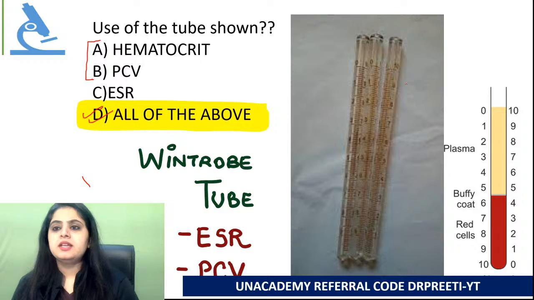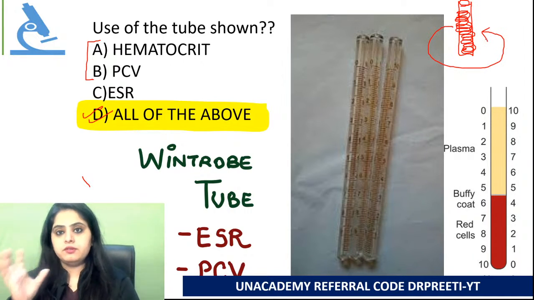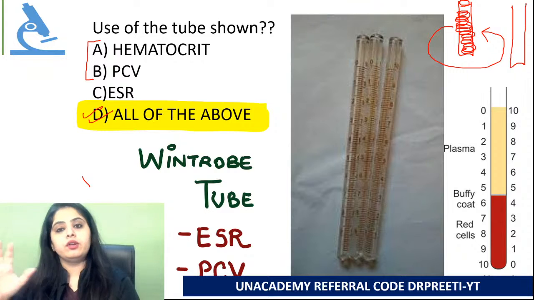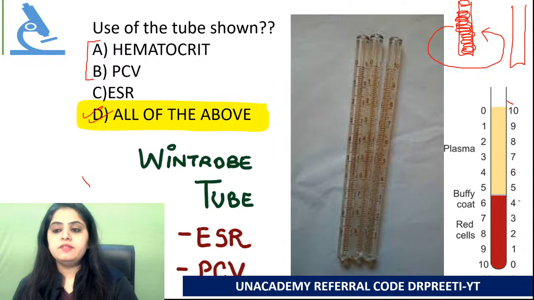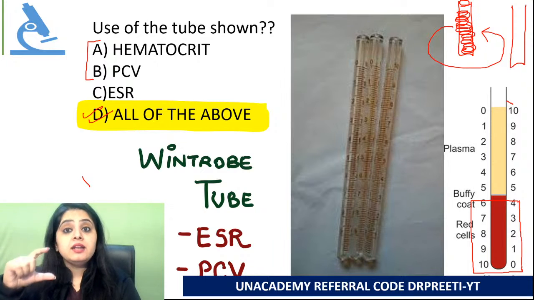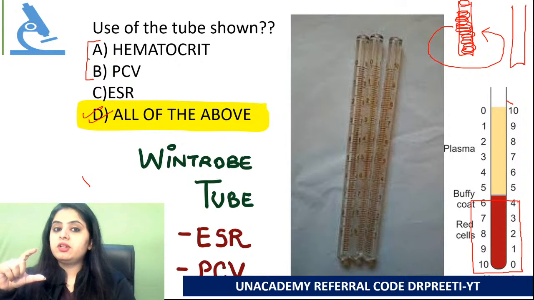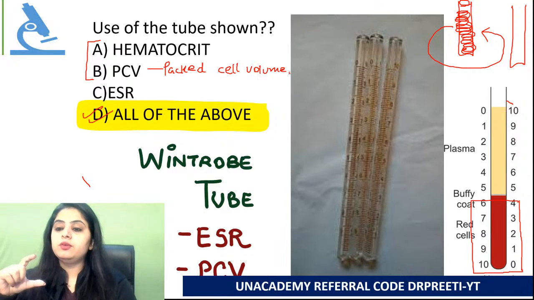Common sense. I collected blood in this tube, and many a time we spin it, we centrifuge it, or we can just let it settle on its own. You leave it for 1 hour in the lab. After 1 hour, obviously all the heavy cells will settle at the bottom. All the red blood cells will get packed at the bottom. That is known as packed cell volume.